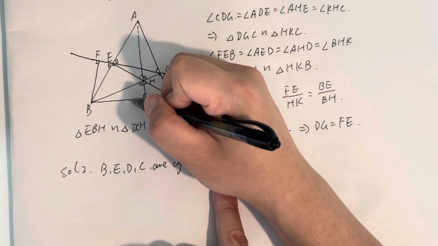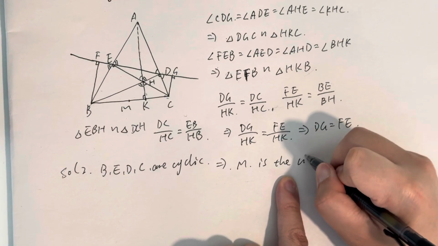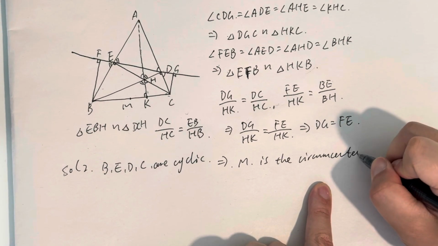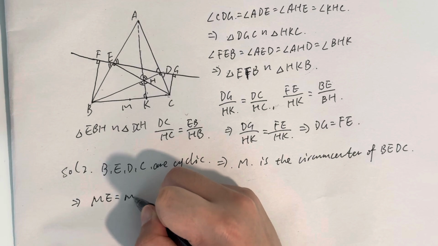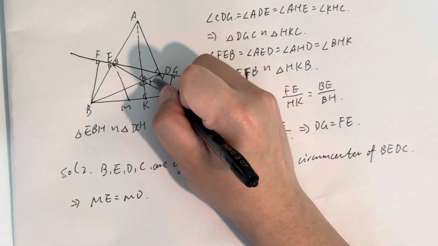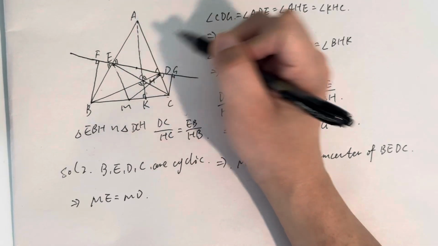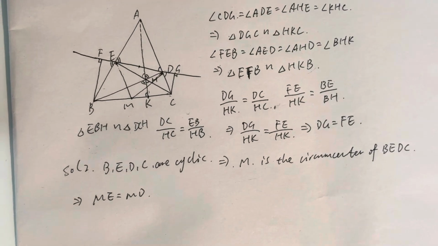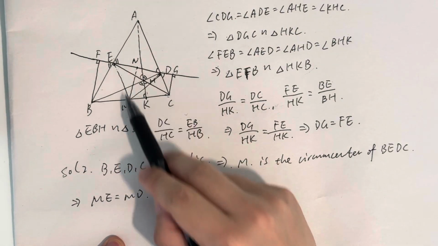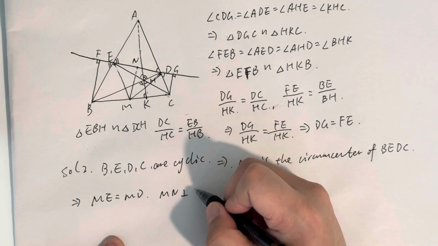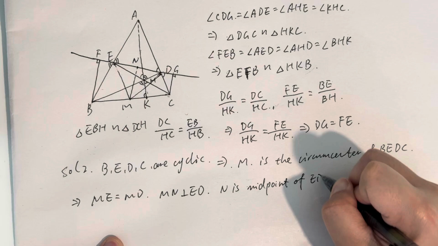So let's find the midpoint. M is the midpoint of BC, so M is the circumcenter of quadrilateral BEDC, which means ME equals MD. Then we find the midpoint of ED, and connect it with M. Let's call it N. Because EM equals MD, MN is perpendicular to ED, and N is the midpoint of ED.